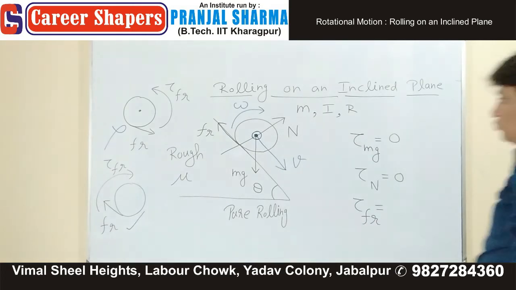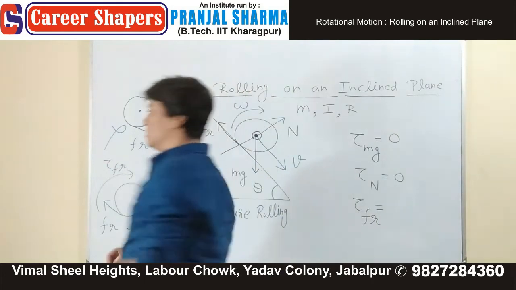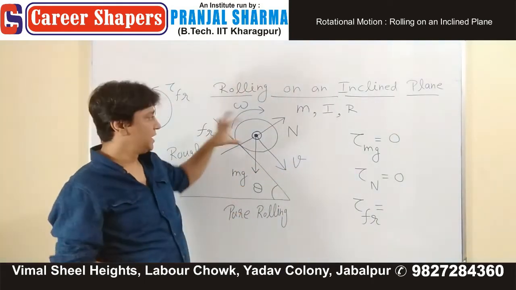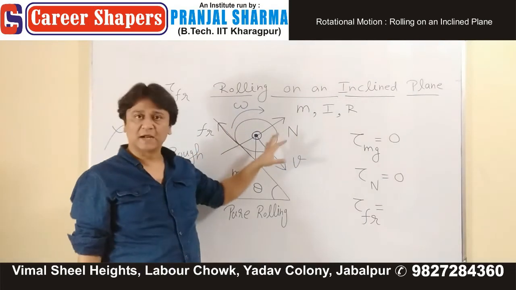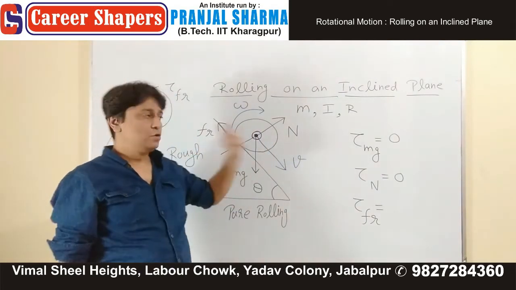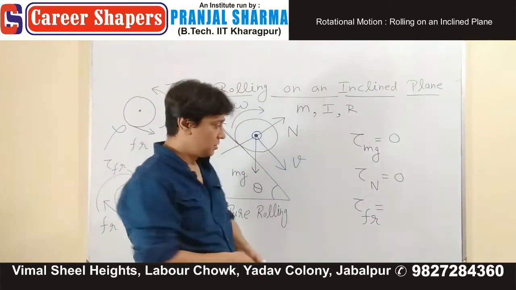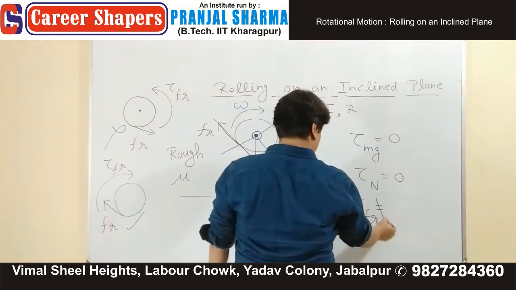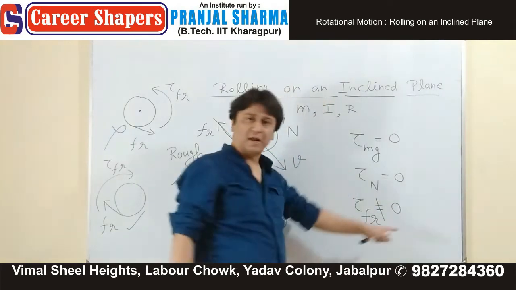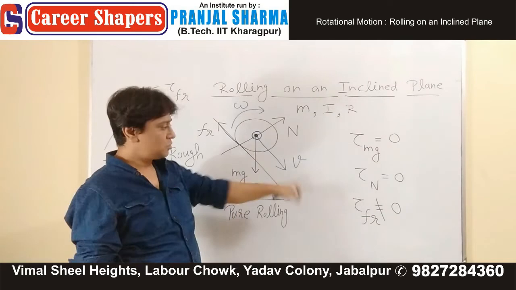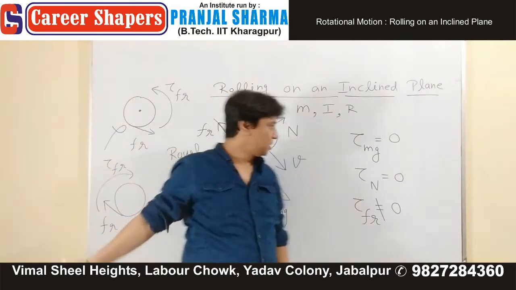Now, what is that which is producing speed? Initially, when I release it, the body was at rest. The thing which produces rotation is what? Friction. Torque of friction is not zero. You can write like this, and later we'll calculate the torque of friction also. But this torque of friction is producing rotational motion.